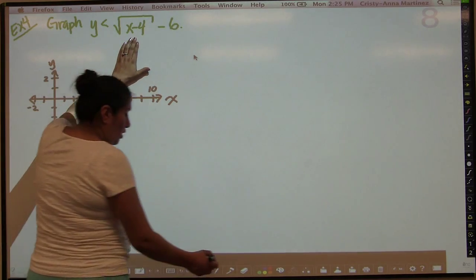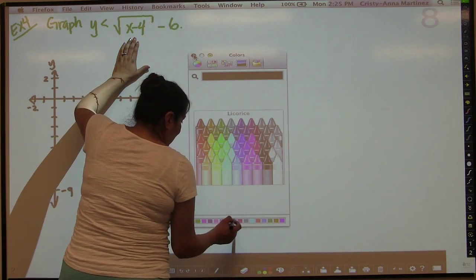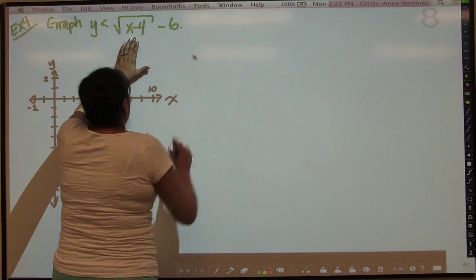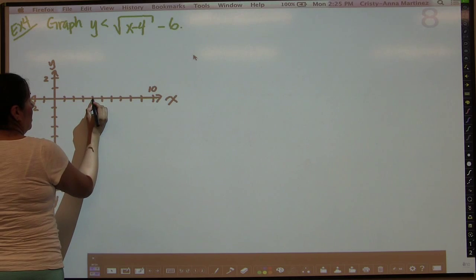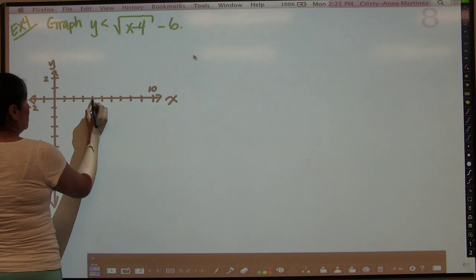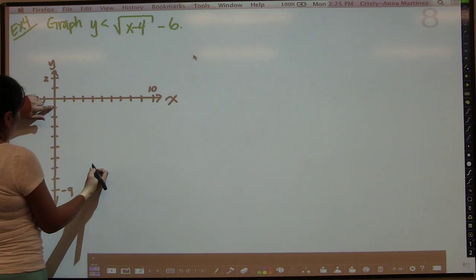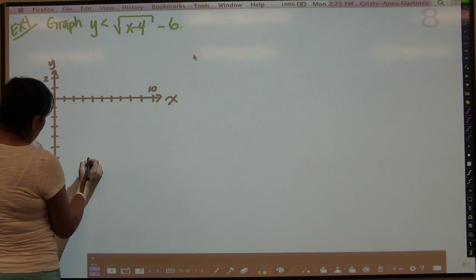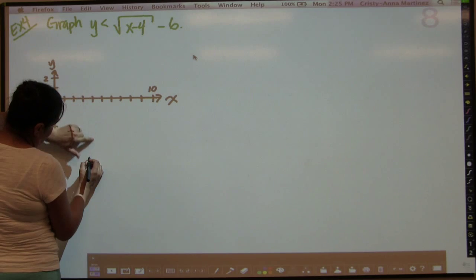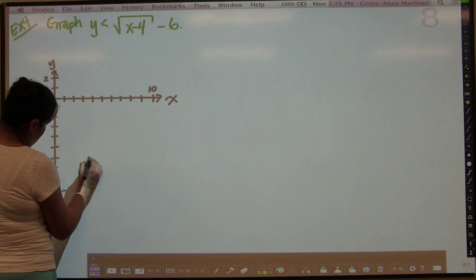The x minus 4 is going to tell me that I need to shift my graph 4 units to the positive direction. So here's 1, 2, 3, 4, right about here. And the minus 6 tells me I need to shift it down 6 units. So 1, 2, 3, 4, 5, 6 is here, and 1, 2, 3, 4 is there. So I think it's right about here.